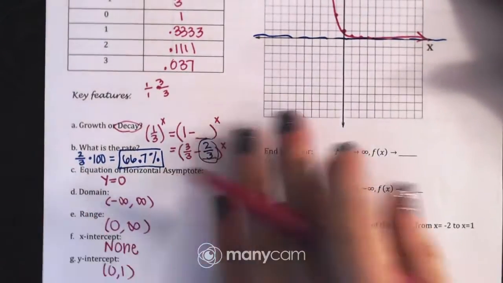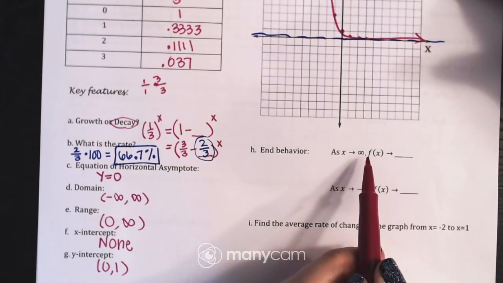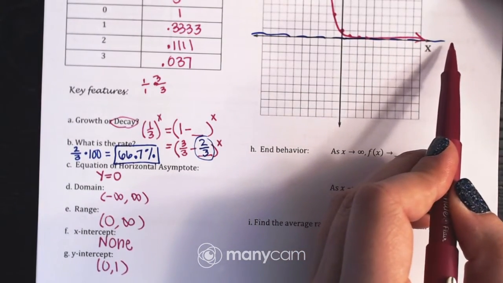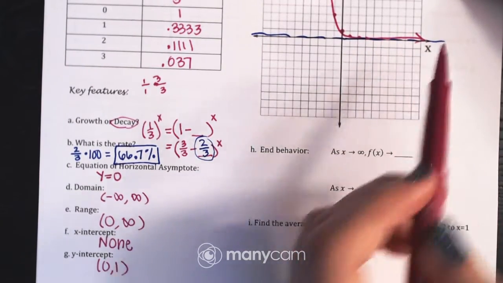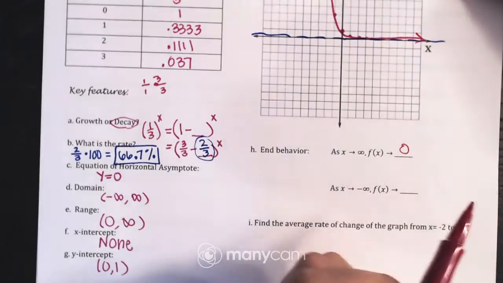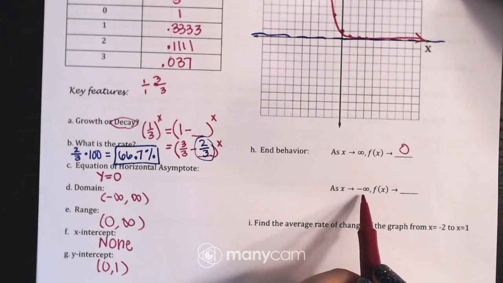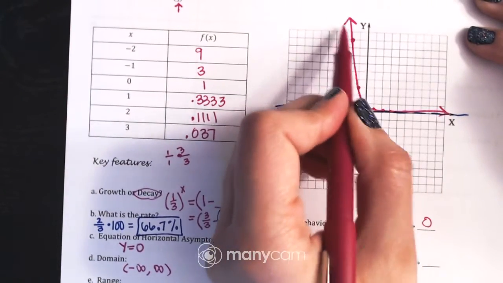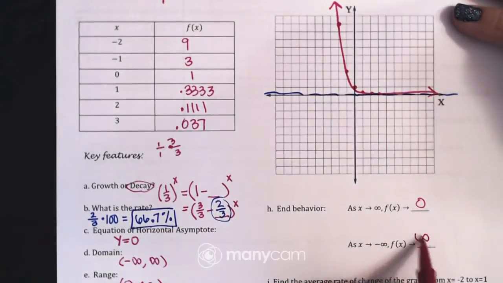End behavior. So as x goes to infinity, that means you're looking at positive x values forever, so towards the right side. The right side of the graph is getting closer to 0, the actual graph, the y values. As x goes to negative infinity, that means look on the left side, find the end. The end of the left side is going up to positive infinity.